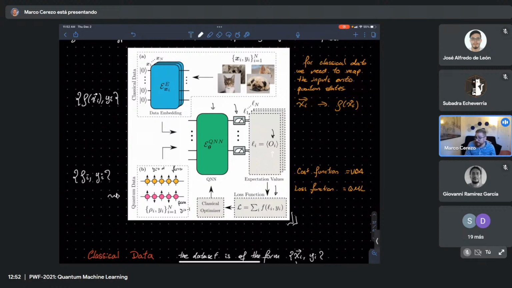And even if my data was quantum or classical, at this point it doesn't matter. I'm just going to assume that I have a data set composed of states that live in my Hilbert space and labels. So from this point onward, I'm not going to worry about whether the data is classical or quantum. I just have quantum states with labels associated to them, right? So I'm going to leave that.